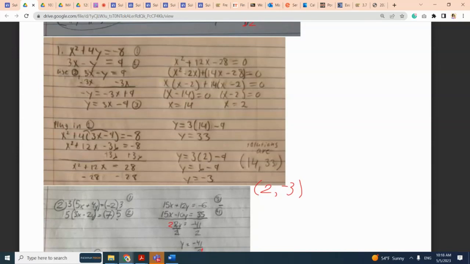Okay, and then here you see you have 2 solutions. This solution gives you 14 and 3 times 14 minus 9, which is 33. And then the second solution is 2, negative 3. So don't forget that. You have 2 points.